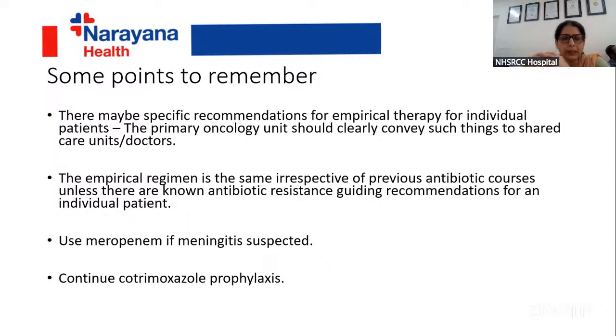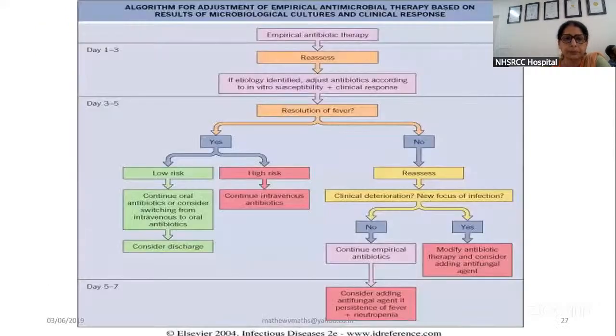And if you are suspecting meningitis, then meropenem is a good choice, provided you have done a CSF before instituting the meropenem. And cotrimoxazole prophylaxis is usually given to leukemic patients, ALL patients, on weekends.